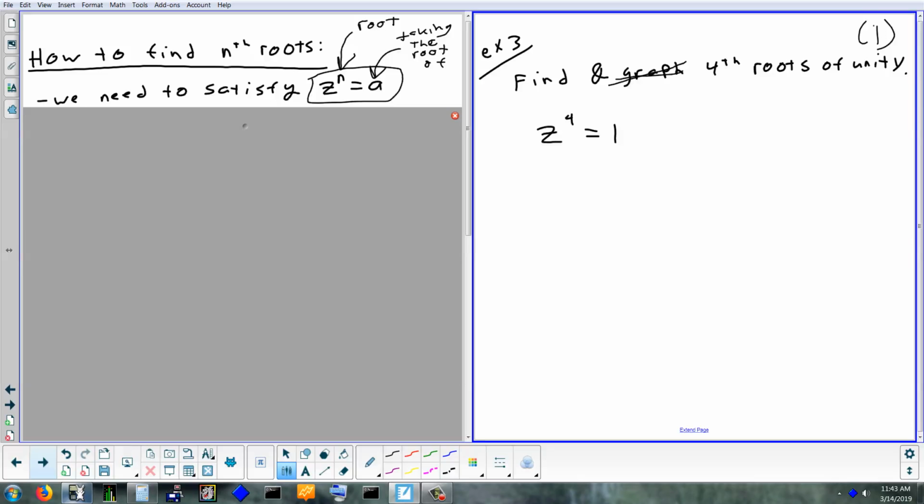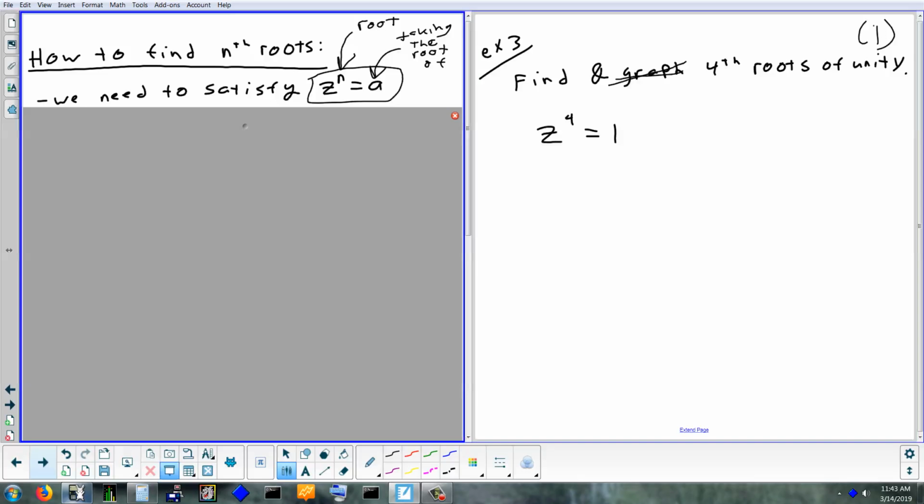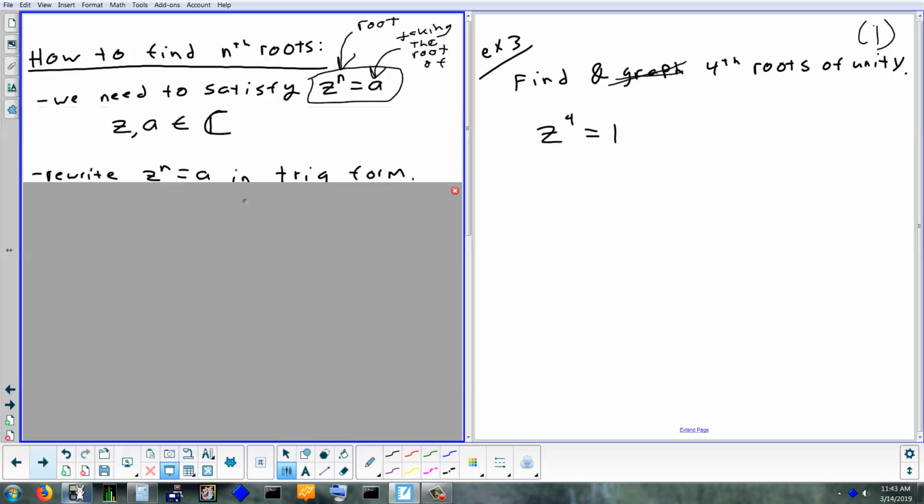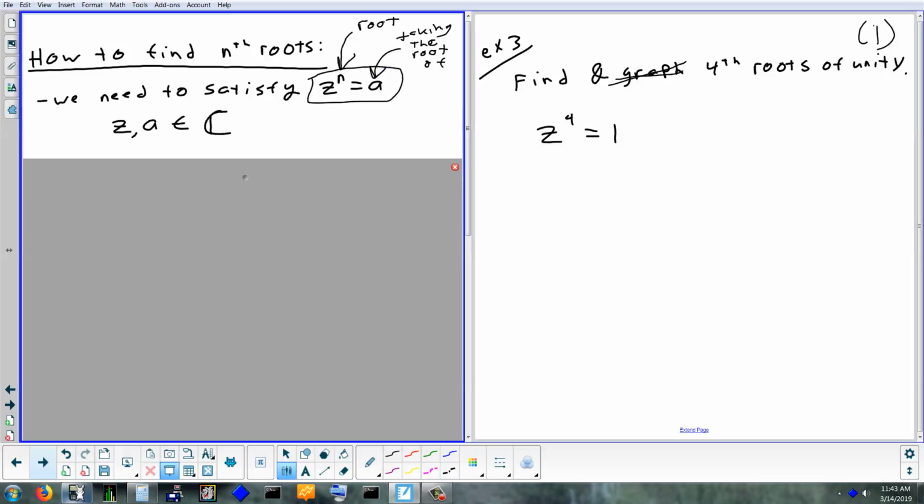All right. So that's the first thing you do, set up this equation. The exponent is your root. The number on the other side is what you're taking the root of. Now, this just says that a and z are complex numbers. We are dealing with i. They don't have to be real. You can get complex answers. So if you just want to write it out the long way, just say z and a can be complex numbers. That's just the short way.